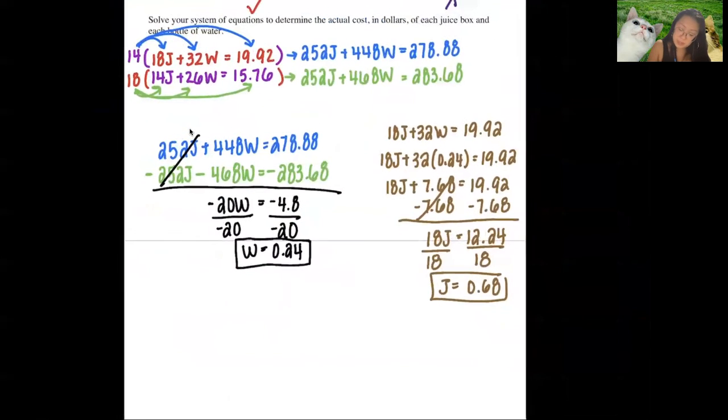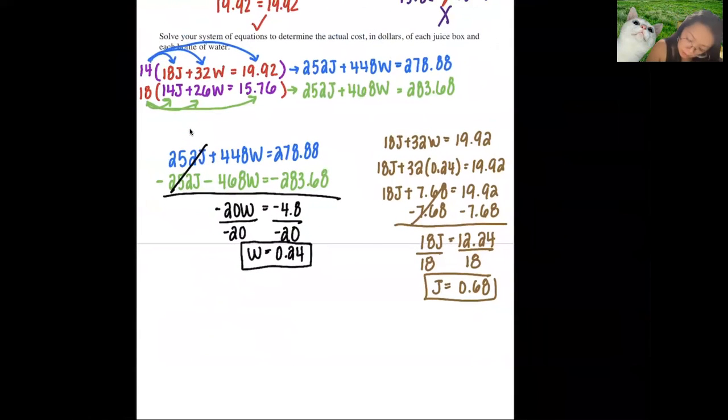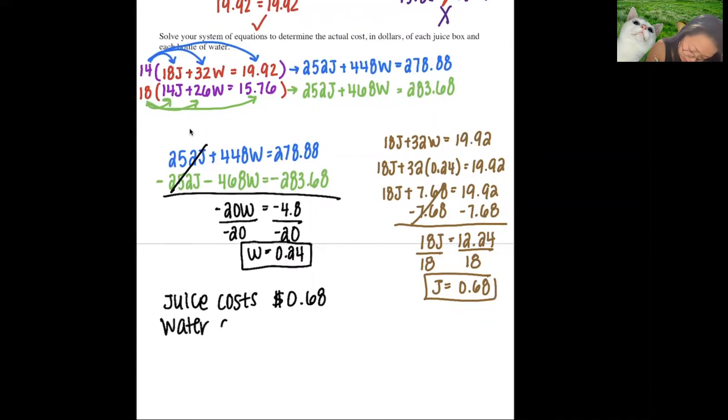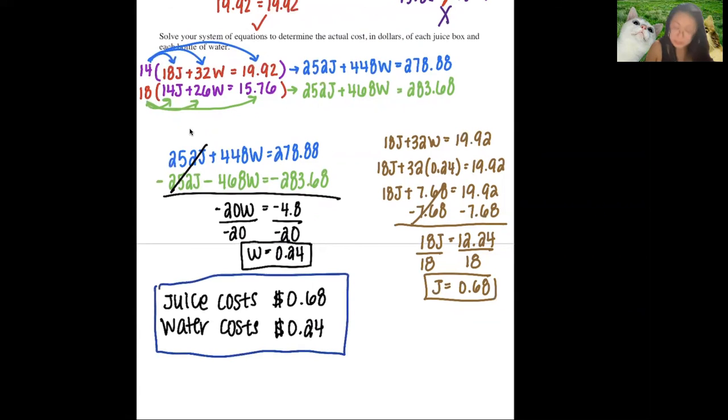So let's write our answer. Let me back up so we can see all the work. Juice costs $0.68. Water costs $0.24. And that is our final answer.